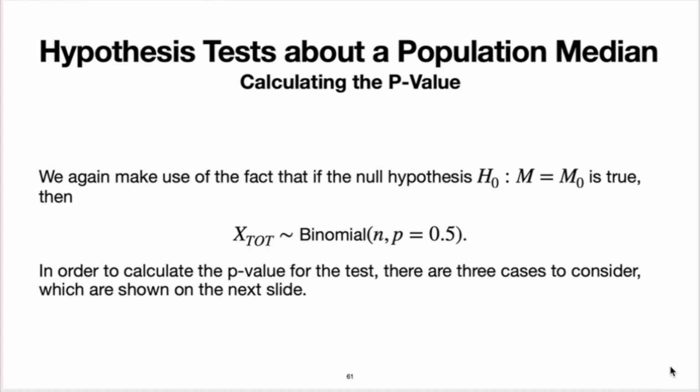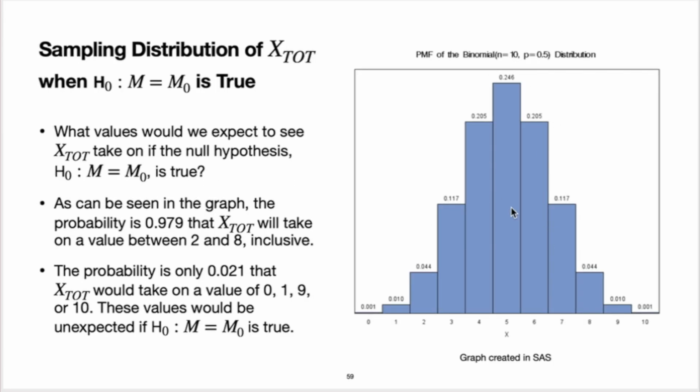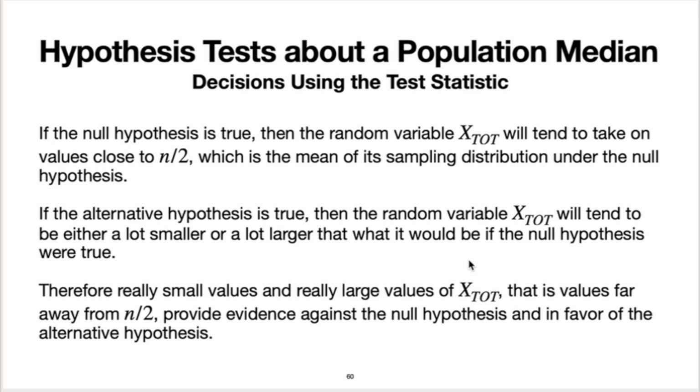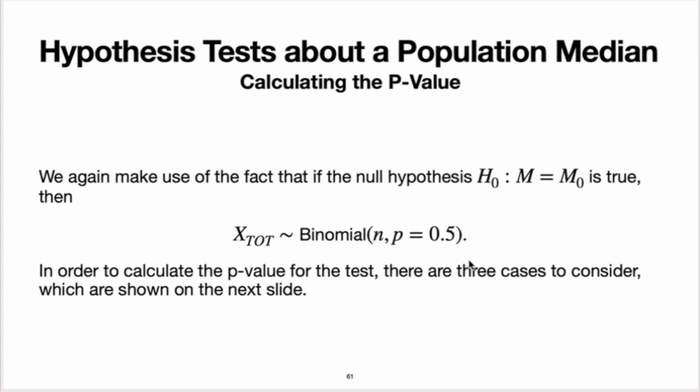Okay, so to calculate the p-value, we will again make use of the fact that if the null hypothesis is true, in other words, if the median of the distribution is equal to the specified value, capital M sub 0, then X_tot has a binomial distribution with n equal to the sample size and p equal to 0.5, which again was represented by that binomial PMF, in this case for n equal to 10 on that previous slide. Now, in order to calculate the p-value for the test, it's a little more complicated in this two-tailed test. And so there are 3 cases that we have to consider, and we're going to start considering those on the next slide.